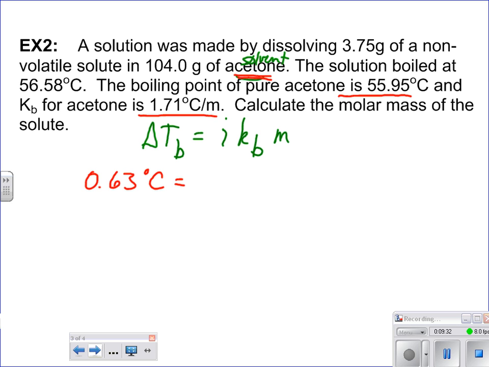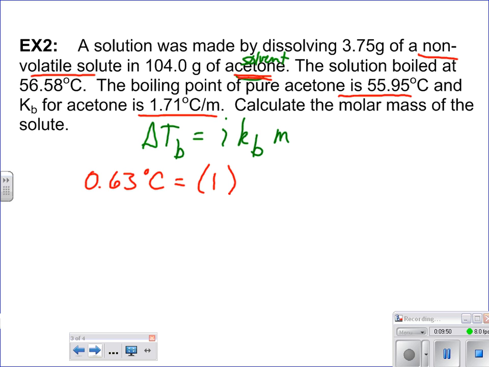I see this word right here, it just says a non-volatile solute. So I just look at that and say, okay, well that's telling me that it's got to be 1. We're just going to go with 1. When in doubt, just use 1 unless you're specifically told some information about how many particles they break into.